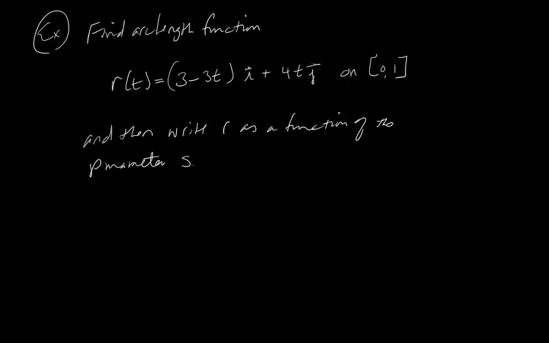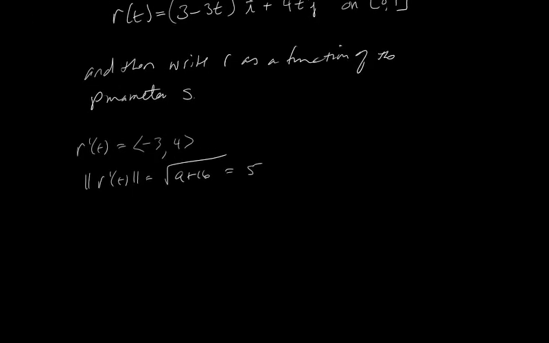Okay, so we're going to need to find the magnitude of r prime. So r prime of t is equal to <-3, 4>. So the magnitude of that is the square root of 9 plus 16, which is equal to 5. Okay, so then our arc length, s of t, is equal to the integral from 0 to t of that magnitude. So that's going to be 5 integrated with respect to u. So that's equal to 5u evaluated from 0 to t, which is just 5t. Okay, so s of t is equal to 5t. So there's the first part of our answer.